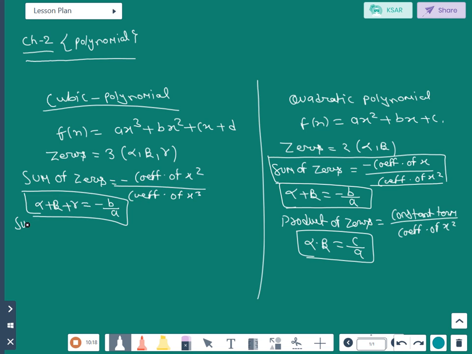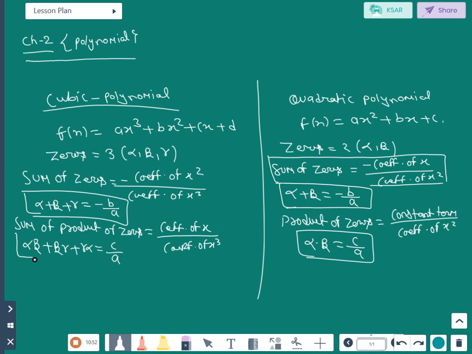Second is the sum of product of zeros, which is negative then positive: coefficient of x divided by coefficient of x cube. So the sum of product of zeros, meaning alpha beta plus beta gamma plus gamma alpha, is equal to c upon a. The signs go: first negative, then positive, then again negative. That is the product of zeros.